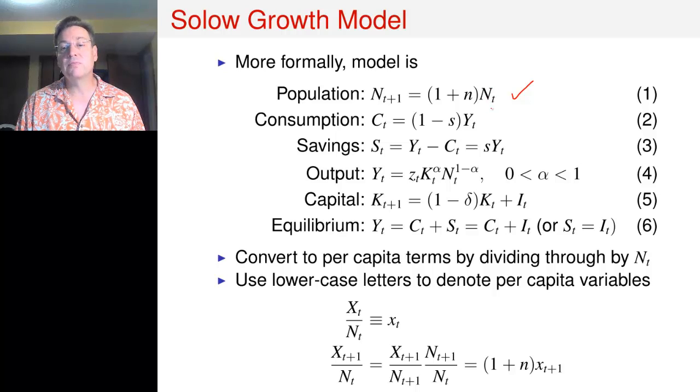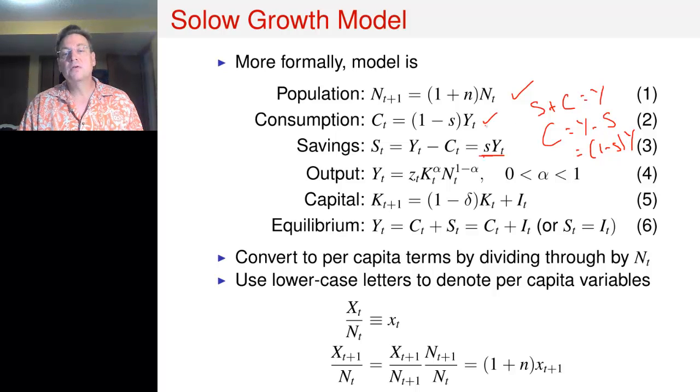You start with some level of population today. Tomorrow you have 1 plus n times that many people. And those people are also the number of workers that you have. As we said, savings is just a constant fraction s of income. And therefore, since savings plus consumption equals income, we find that consumption equals income minus savings, and that's just going to be equal to 1 minus s times Y.